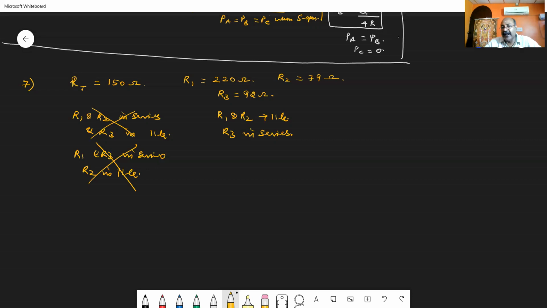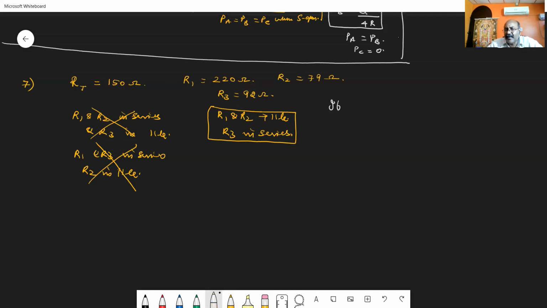I am taking the third combination. What are the two more combinations I can take? R1 and R2 in parallel and R3 in series, or R1 and R3 in parallel and R2 in series. First of all, I am taking this and finding out the value. If I am able to get 150, that will be the answer. If not, I have to go for another option. So I am taking an option like this. What option am I taking? I am considering R1 and R2 as parallel and R3 in series.